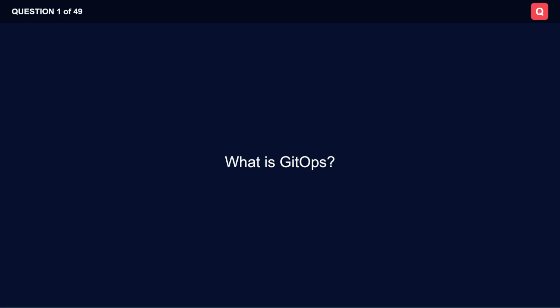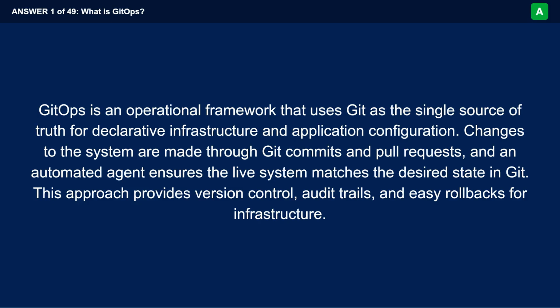What is GitOps? GitOps is an operational framework that uses Git as the single source of truth for declarative infrastructure and application configuration. Changes to the system are made through Git commits and pull requests, and an automated agent ensures the live system matches the desired state in Git. This approach provides version control, audit trails, and easy rollbacks for infrastructure.